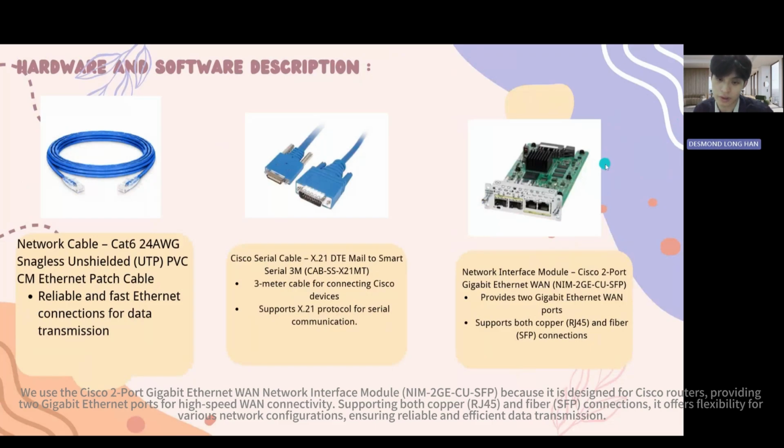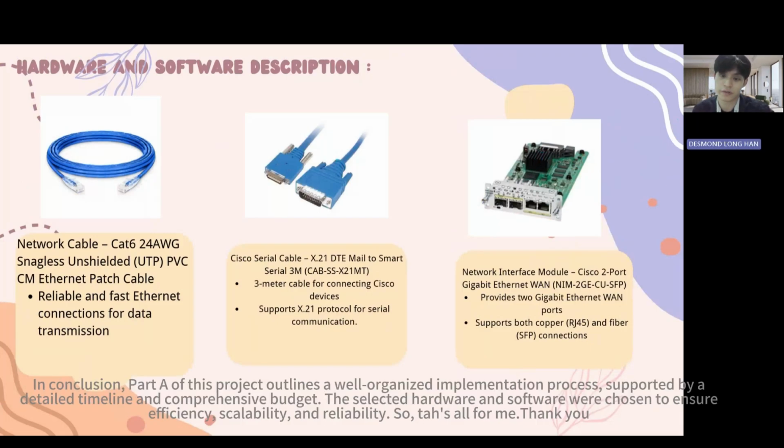Other than that, we use the Cisco 2-port gigabit Ethernet network interface module because it is designed for Cisco routers, providing 2 gigabit Ethernet ports for high-speed WAN connectivity, supporting both copper and fiber connections. It offers flexibility for various network configurations, ensuring reliable and efficient data transmission. So in conclusion, Part A of this project outlines a well-organized implementation process supported by a detailed timeline and comprehensive budget. The selected hardware and software were chosen to ensure efficiency, scalability, and reliability.